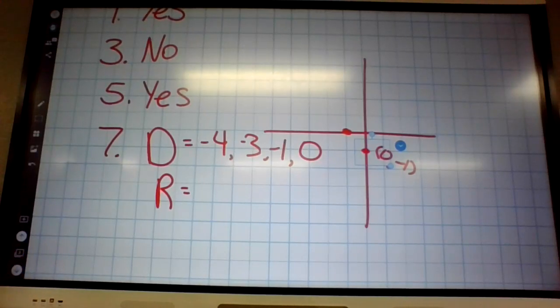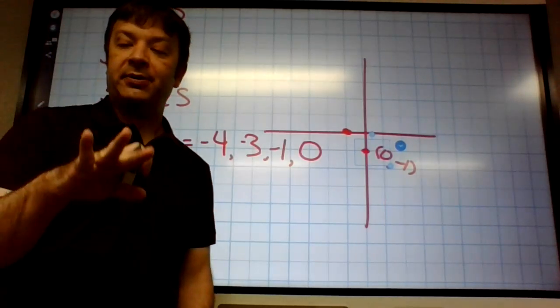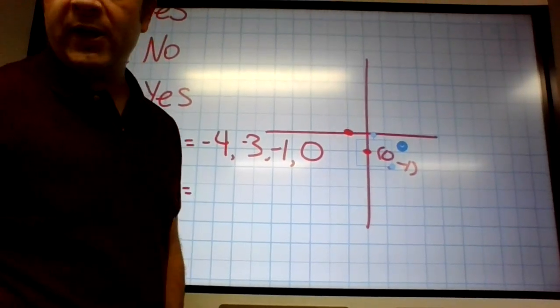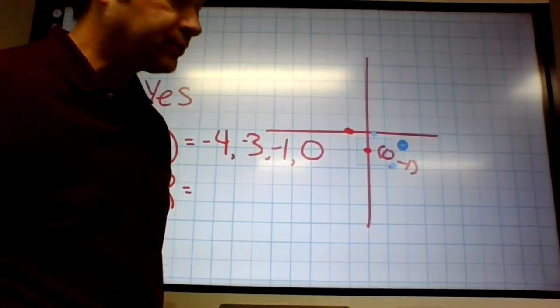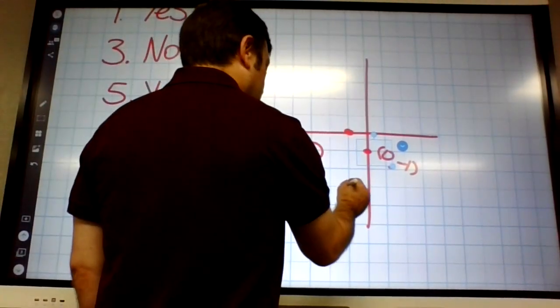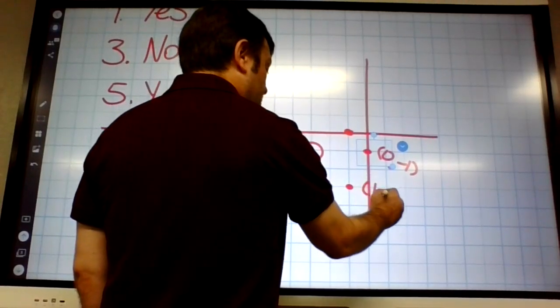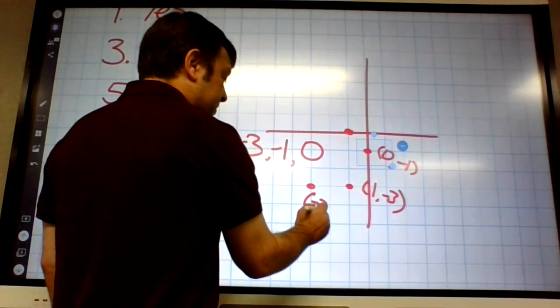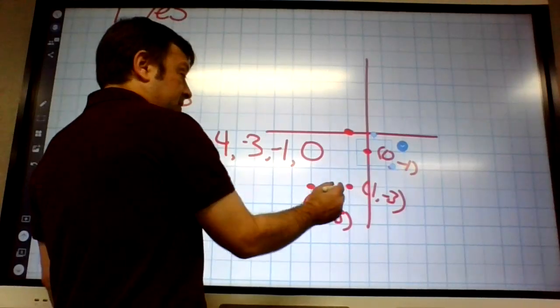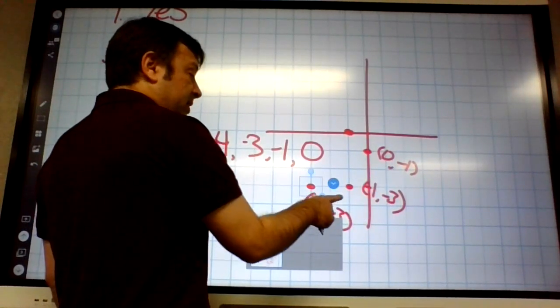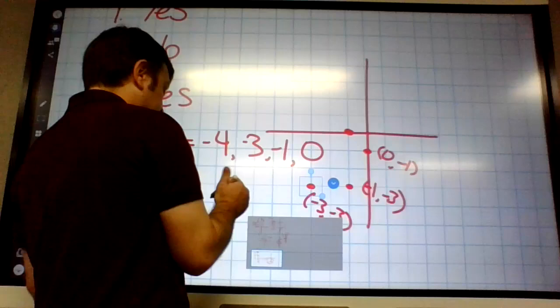For the range, remember the y values go up and down. So let's start at the bottom and work our way up. What's the lowest y value in that picture? -3. There's one right here and one right here. Anyways, the lowest y value is -3.